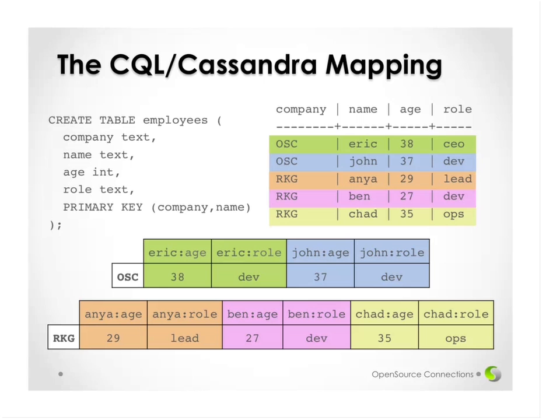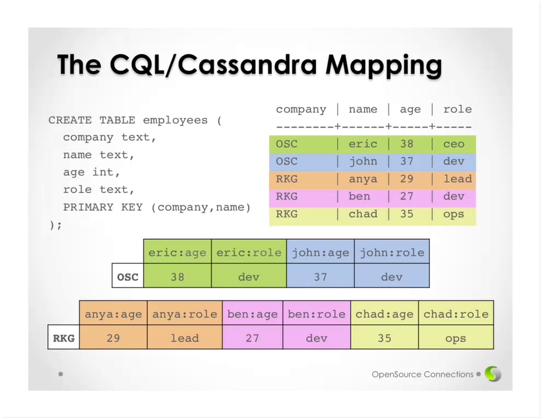The second part of the primary key is used inside the column names to drive the comparator for the column names. So what we see now is for OSC, for Eric, his age attribute is 38. For OSC, for Eric, his role attribute is dev. That's funny. He's supposed to be CEO, but that's an inside joke. That really should be CEO there. Don't get too confused by that.